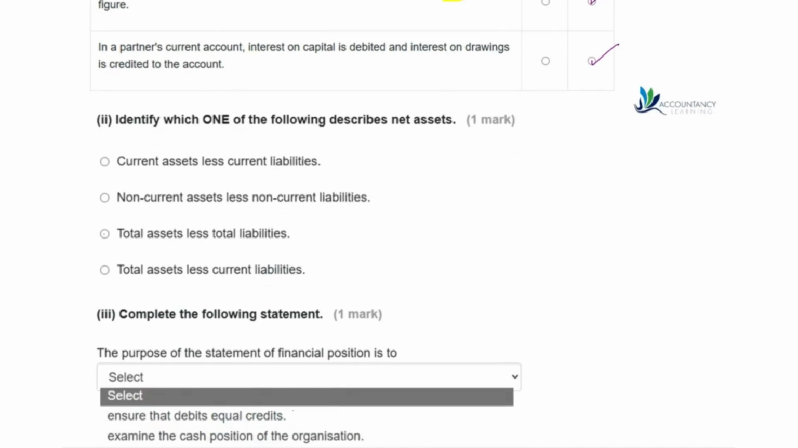Identify which one of the following describes net assets, and we're given 4 options to choose from. So net assets then is going to be our total assets, adding up all of our assets that we've got, and we take off all of our liabilities. So total assets less total liabilities.